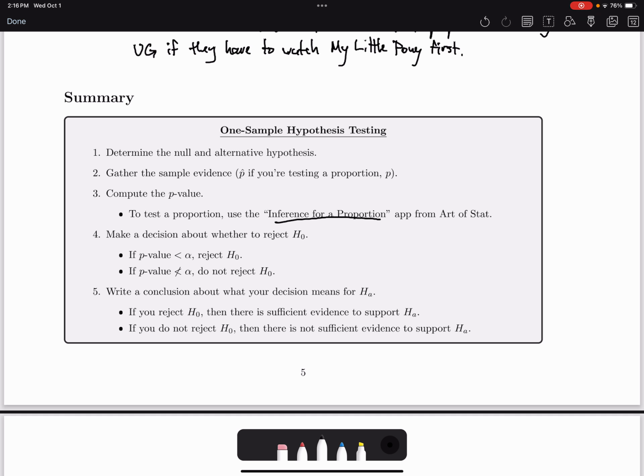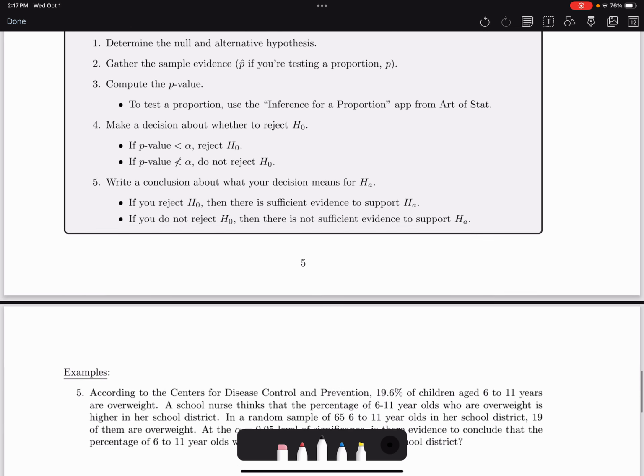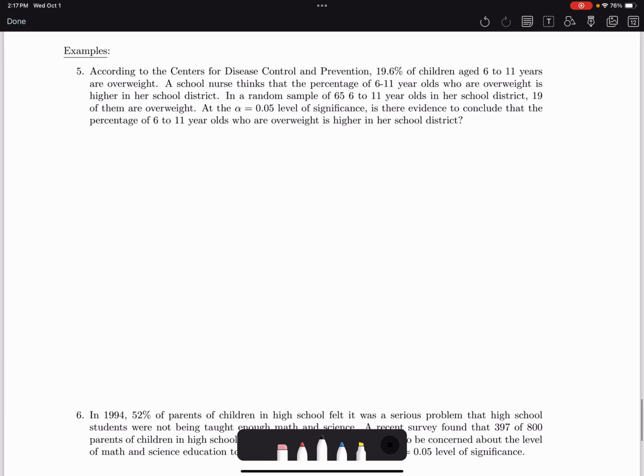Step 4, use the p-value to make a decision, right? If the p-value is less than alpha, we reject the null. If the p-value is not less than alpha, we do not reject the null. And then finally, step 5, write a conclusion about what your decision means for the alternative, right? If we reject the null, then there is sufficient evidence to support the alternative, right? Because we've rejected the null. So that means the alternative must be true. If we do not reject the null, then that means there's not sufficient evidence to support the alternative because we haven't rejected the null, okay? So let me run you through 2 examples from beginning to end.